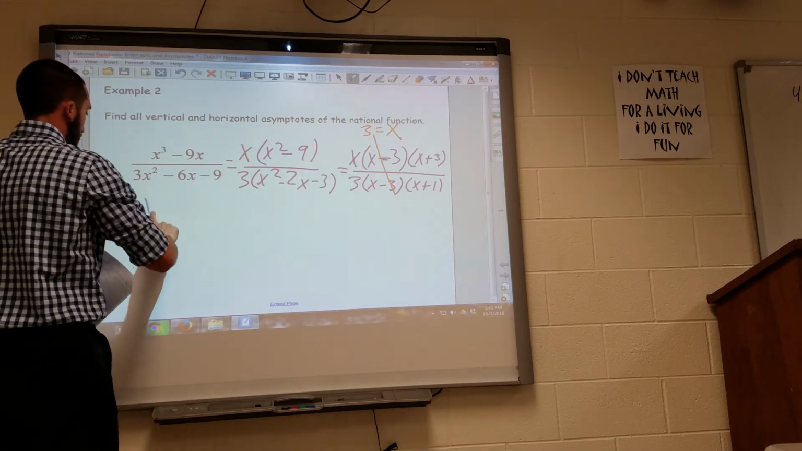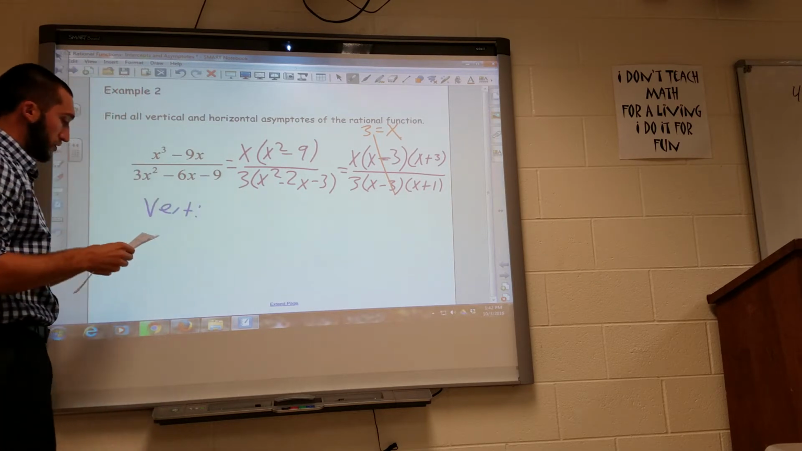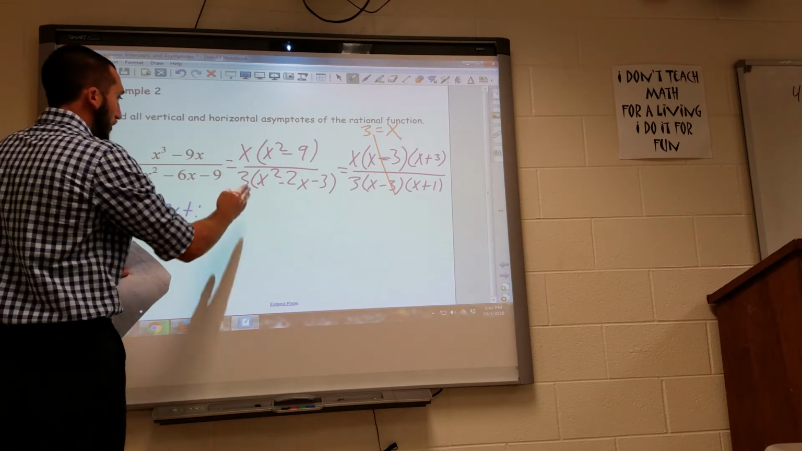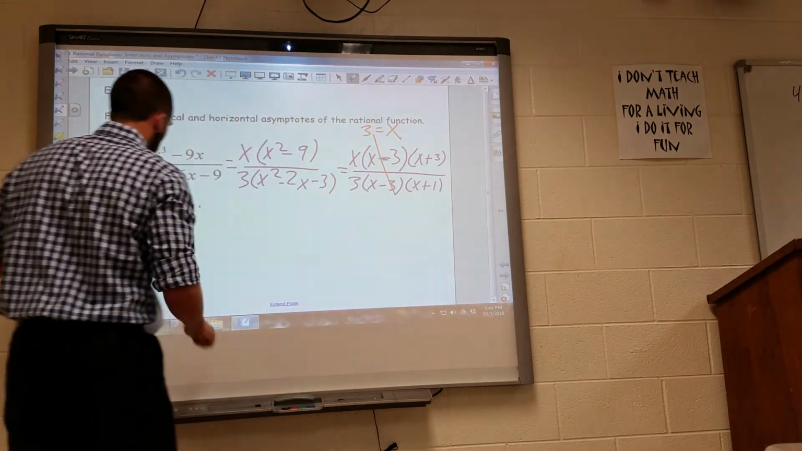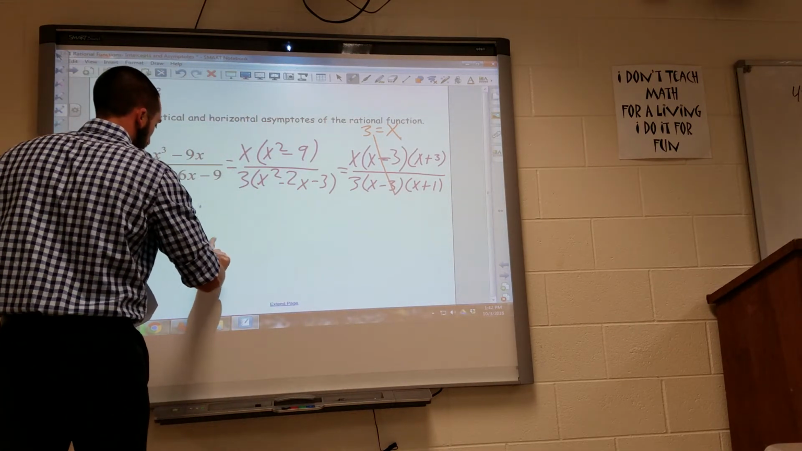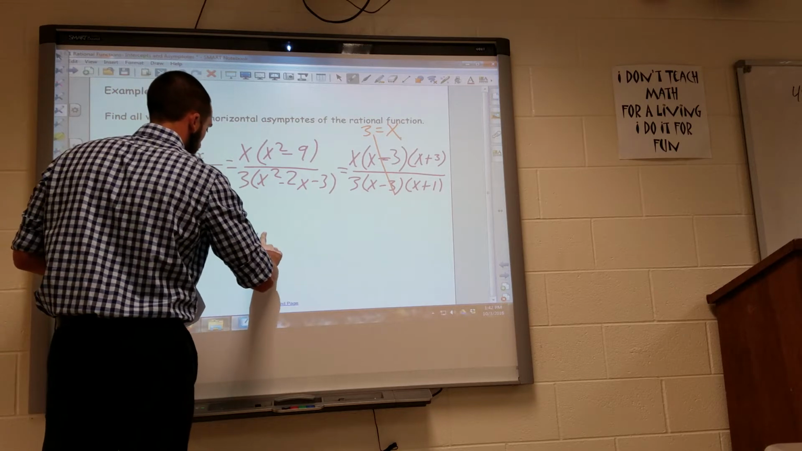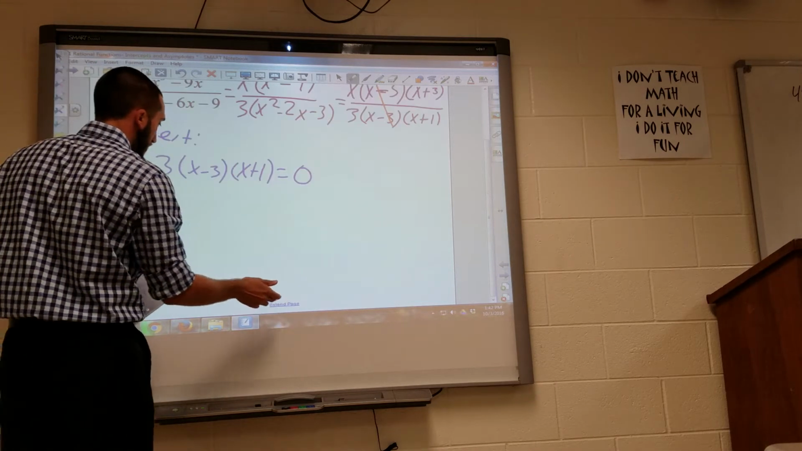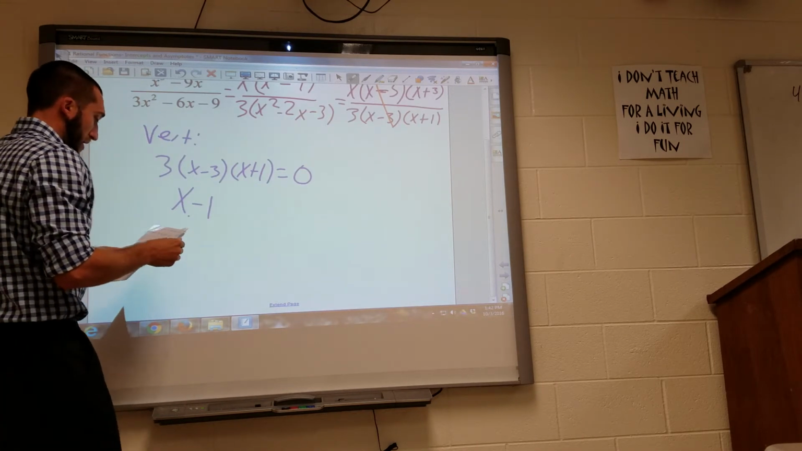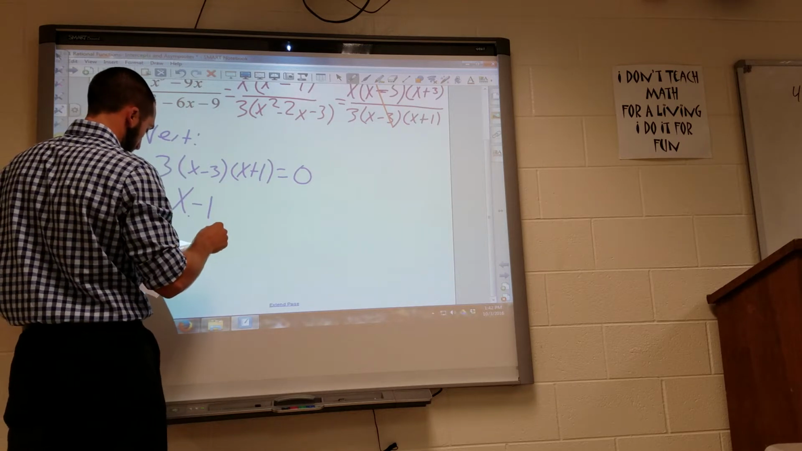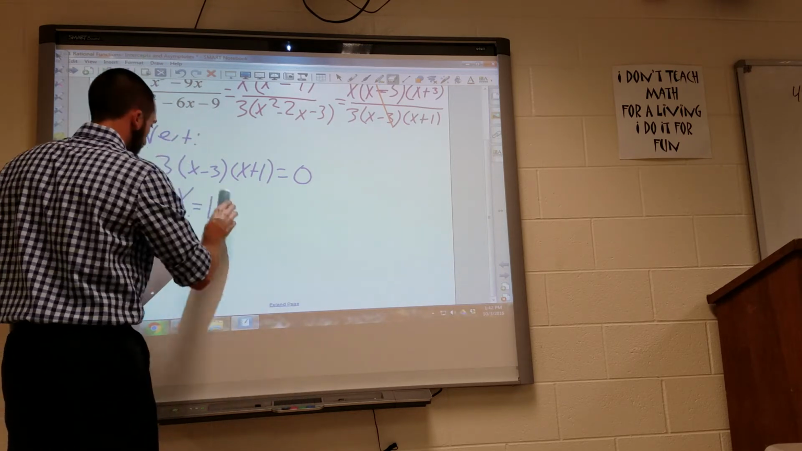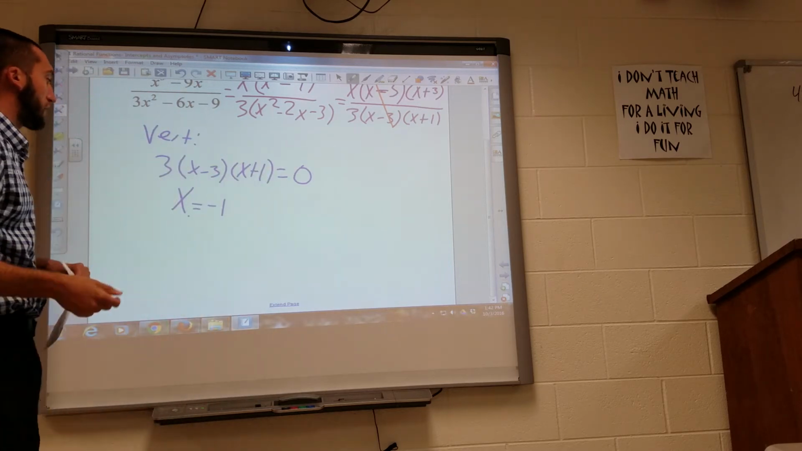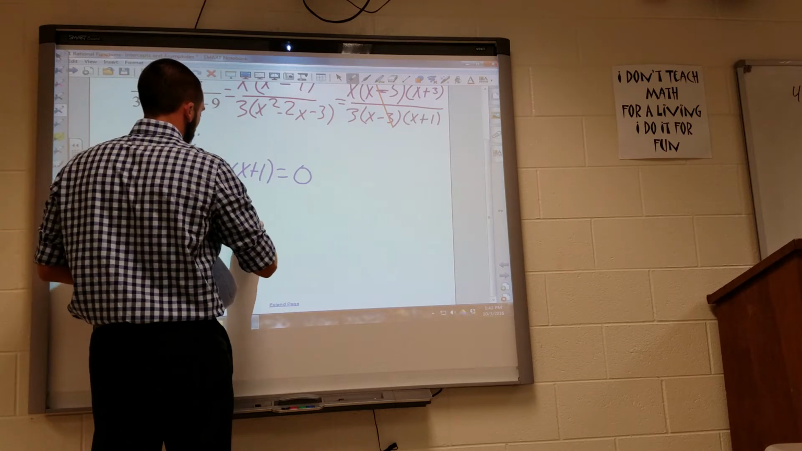So the vertical asymptotes are the zeros of the denominator. So now we're actually dealing with the zeros of the denominator. So that means I set my denominator equal to 0. Okay, so then negative 1 is a vertical asymptote. I'm sorry, x equals negative 1. Because if we set x plus 1 equal to 0, we get x equals negative 1. That is our vertical asymptote.